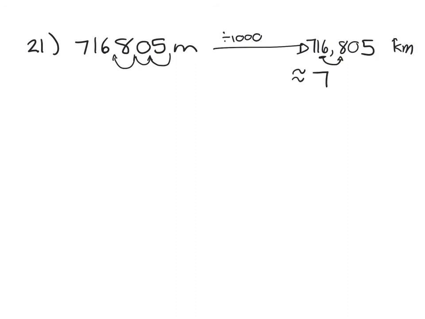Go 1 up, 7, 1, 7. So the neighbor is big. It tells the 6 to change, but then I can throw away all my decimals. So the nearest whole number to this is 717 kilometers. And you had to do the rounding off. Please use that little symbol. It's beautiful, and it's okay. That's the symbol for I've rounded off.